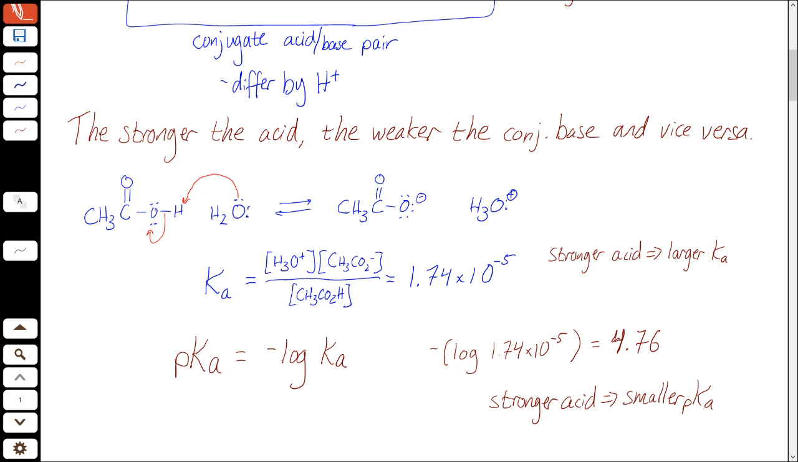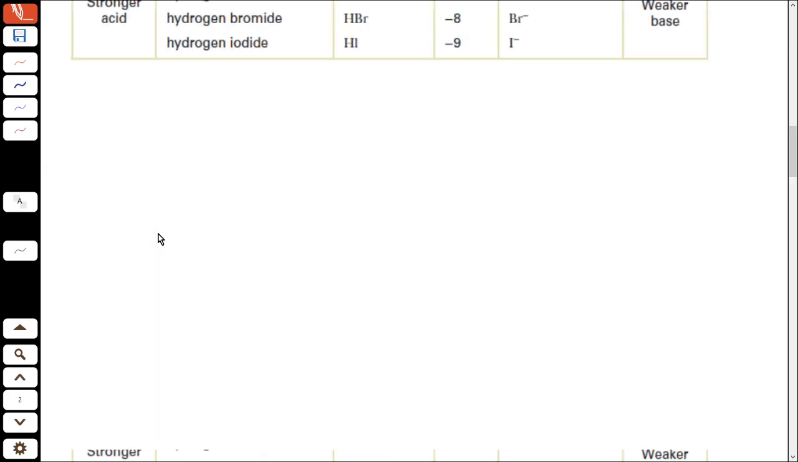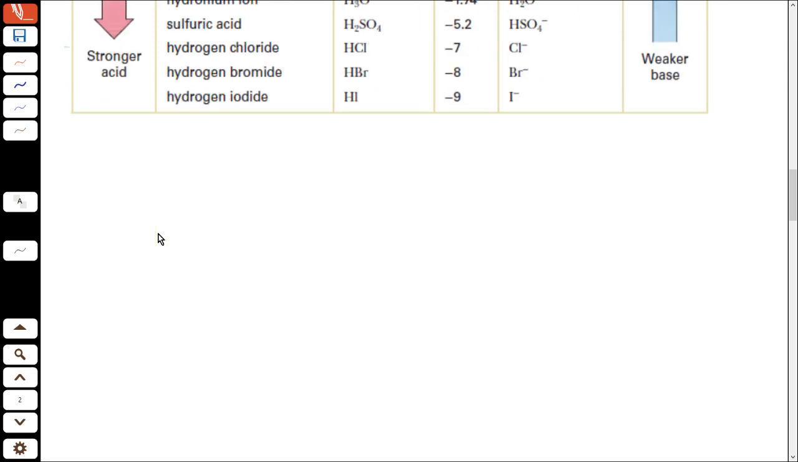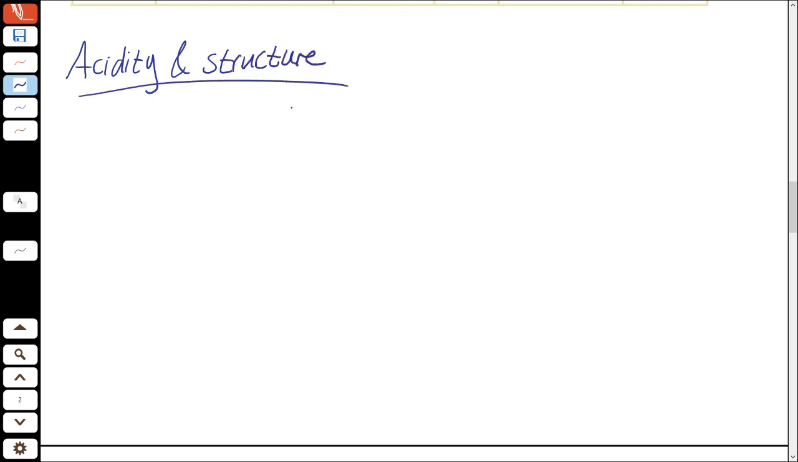So let's take a look at the relationship between acidity and molecular structure. Can we look at a molecule, or look at two molecules, and figure out which one's going to be stronger and which one's going to be weaker based on some criteria? And the answer is, yeah, a lot of the time you can.